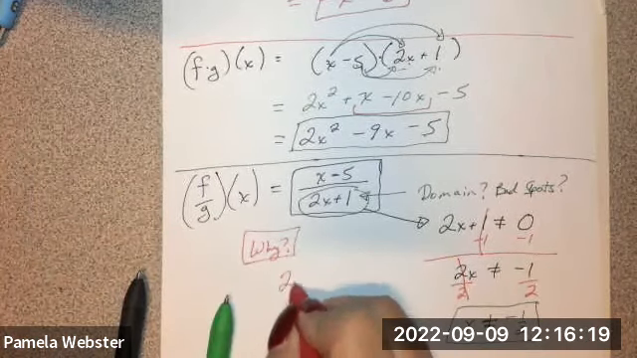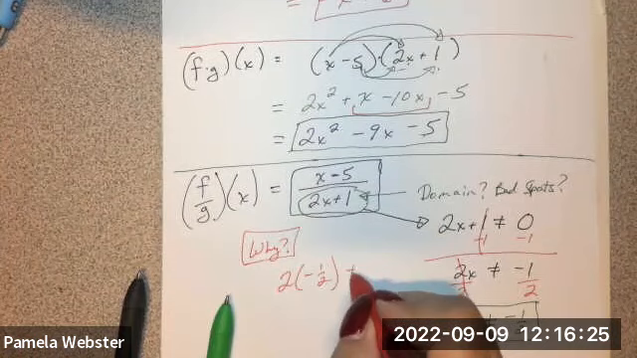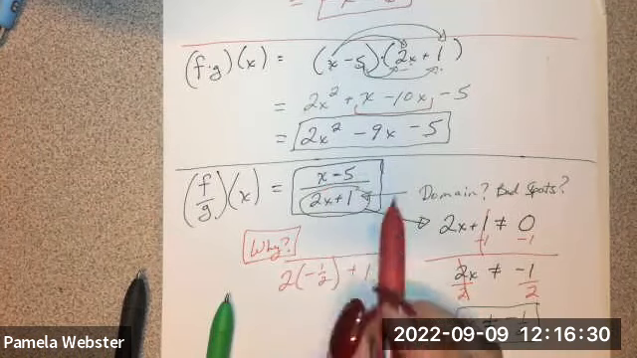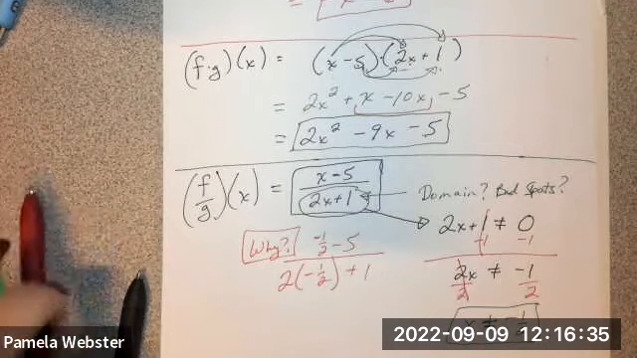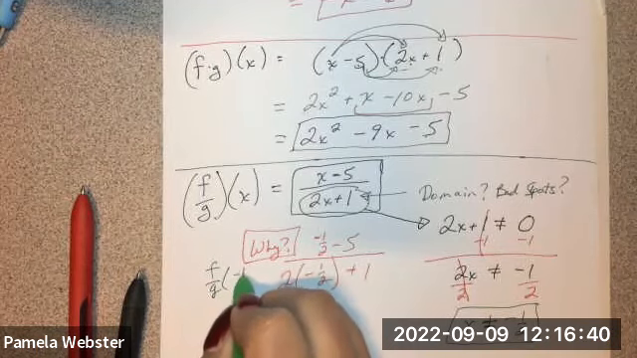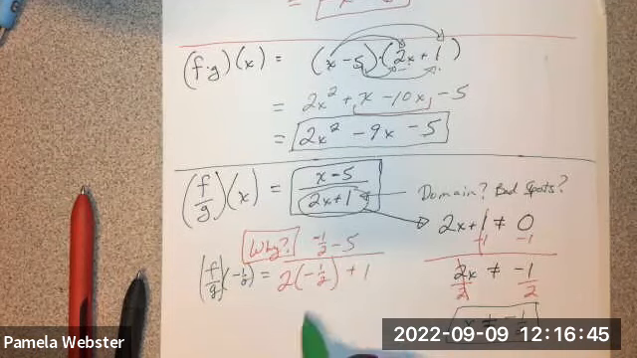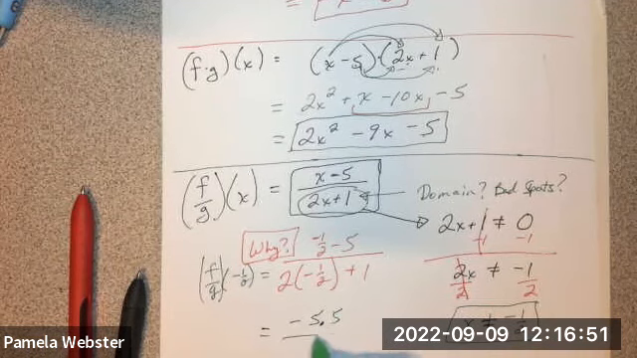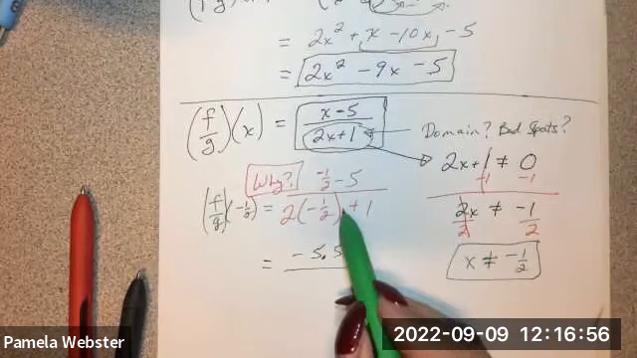When I have -1/2, if I have 2 times -1/2 plus 1 on the bottom, and then let's just go ahead and stick it on the top just for fun, -1/2 minus 5 on the top. When I look at that top, that's okay. This would be f over g of -1/2. That's what we're finding here. What do I have on top? -5.5, right? Who cares? We don't care about that number.